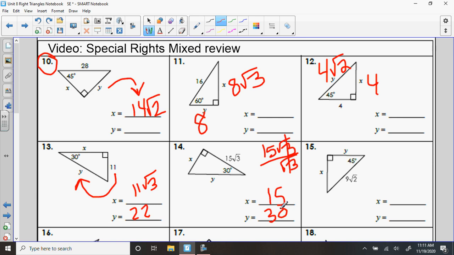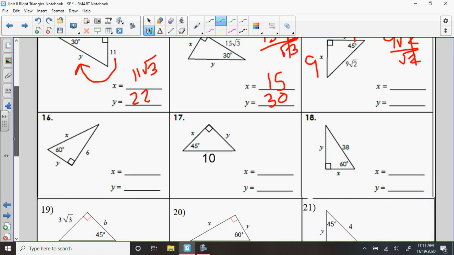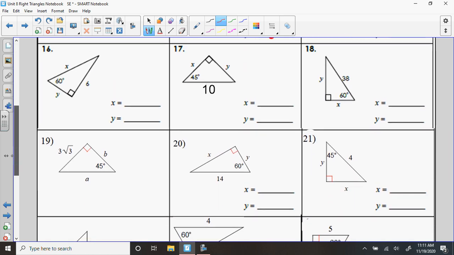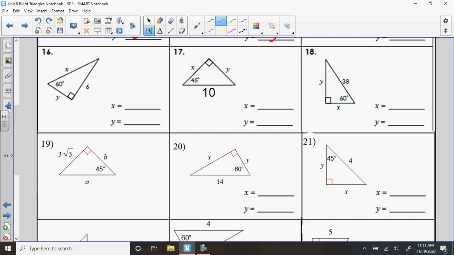15, 45/45/90, the hypo is 9 radical 2. To get the leg, you need to divide it by radical 2. And both legs are 9. All right, so let me show you a couple more examples. I'm going to pause the video and try some of these. I'm going to go over these in a couple seconds.